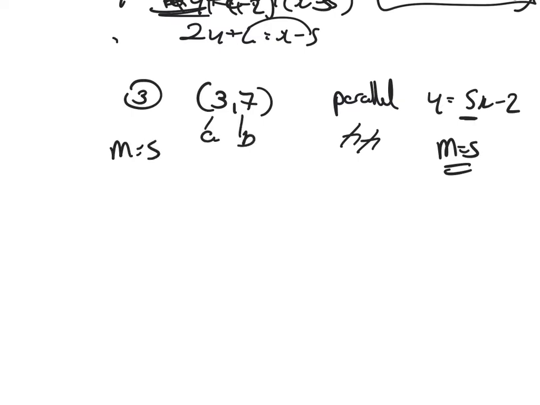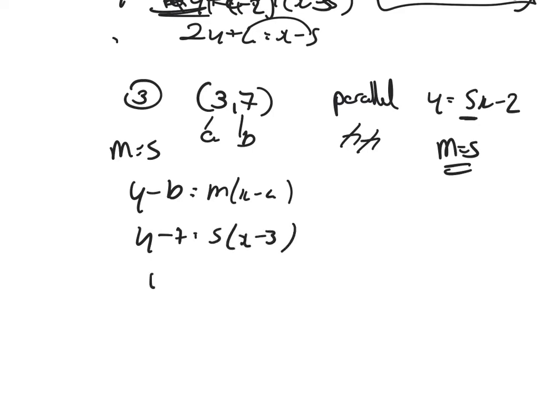We can label that as (a, b), and y minus b equals m bracket x minus a. y minus 7 is equal to 5 bracket x minus 3. y minus 7 is equal to 5x minus 15. Bring that across, change its sign, and that will be y equals 5x minus 15 plus 7, which is minus 8.